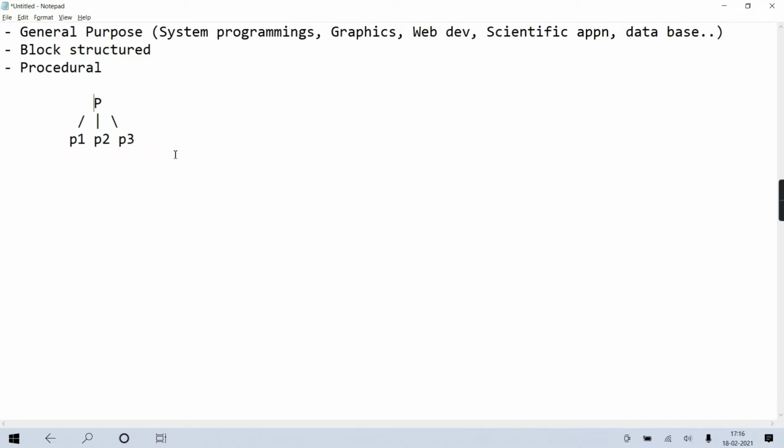Suppose I want to do addition of two matrices. To do that, I'm going to divide it into smaller problems: accept, add and print. So I'll write one logic for accepting a matrix, one logic for addition of matrices, and one logic for printing.